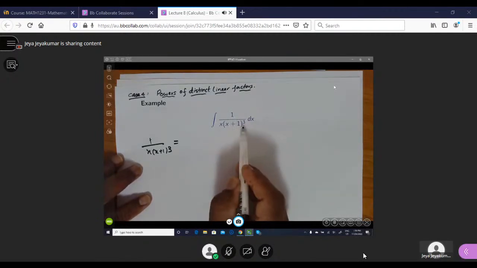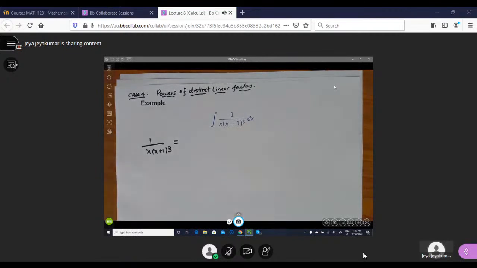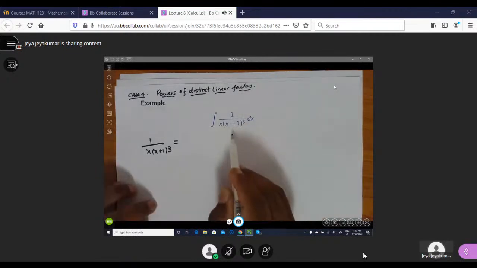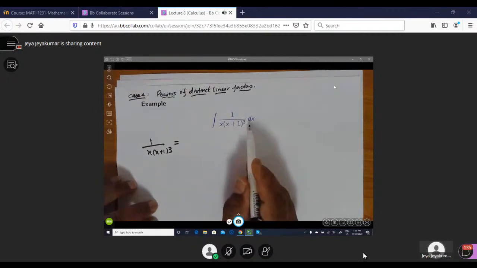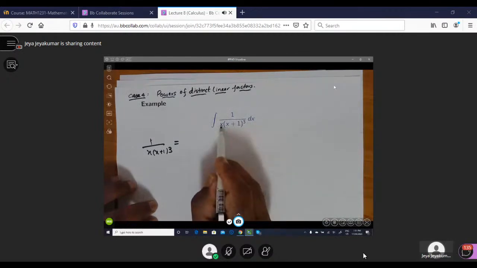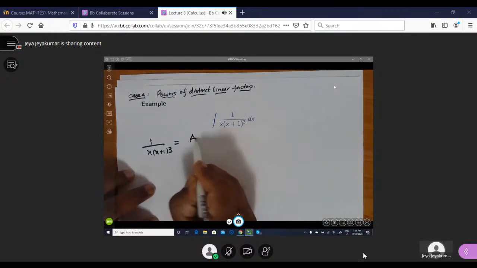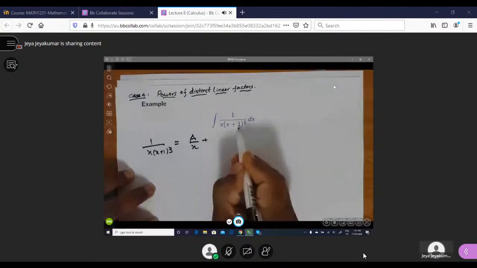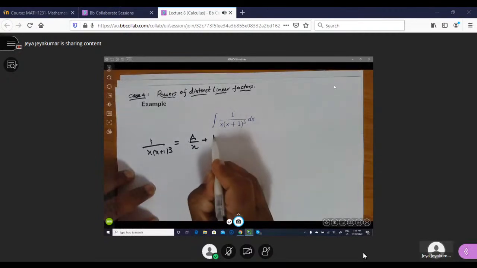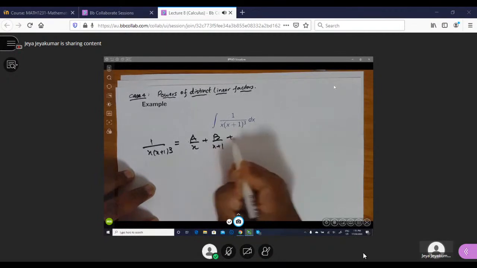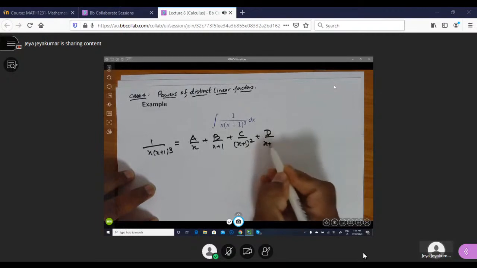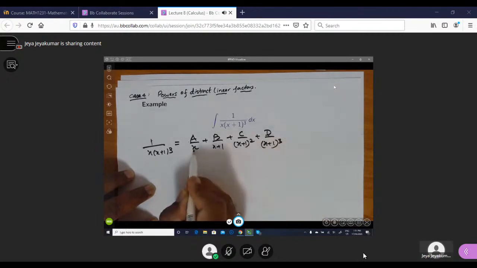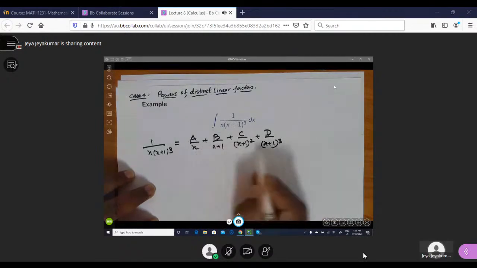So how do you write the decomposition here? How many terms are we going to have in the decomposition? Exactly. Excellent. Then 4, right? Because x is an unrepeated linear factor. So you have a over x. Now this is repeated 3 times. You're going to have 3 terms: b over x plus 1, plus c over x plus 1 squared, plus d over x plus 1 cubed. You can think of x as x minus 0, a linear factor, right? So they have 4 terms here.